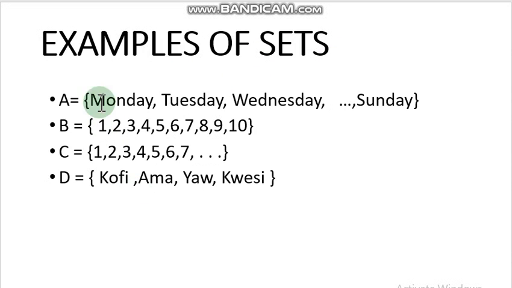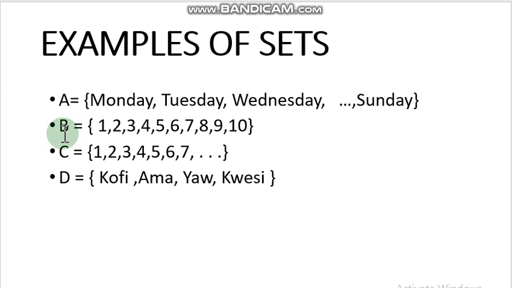Examples of sets. Set A is equal to {Monday, Tuesday, Wednesday, ... Sunday}. So these are the set of days of the week. Once you see this dot here, that means that there are some members of the set that have not been listed here. So if you continue, we get Thursday, Friday, then Saturday here.